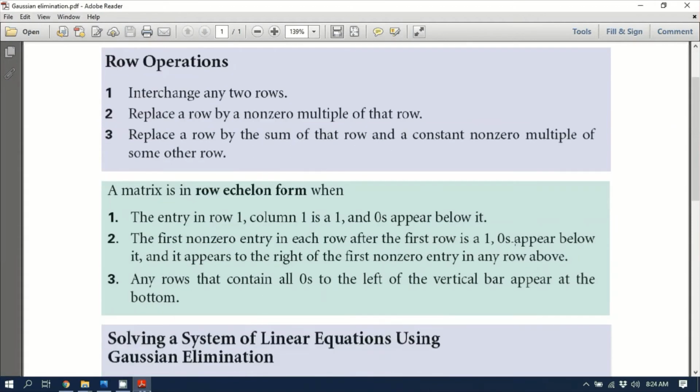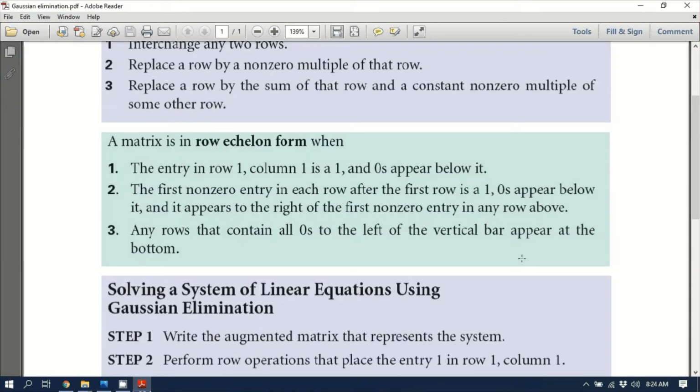Let's talk about the goal, right? The row echelon form that you have to come up with when you use this method. This is a description of what you have to accomplish. It's described in the algorithm below it.